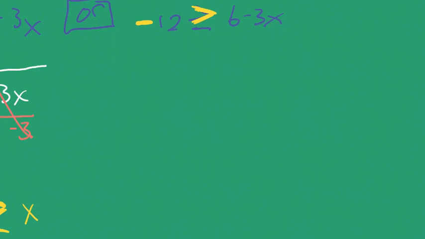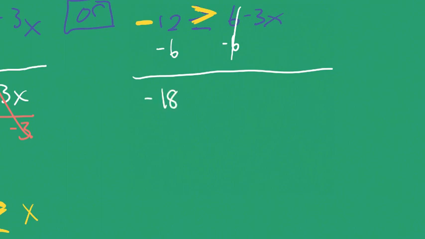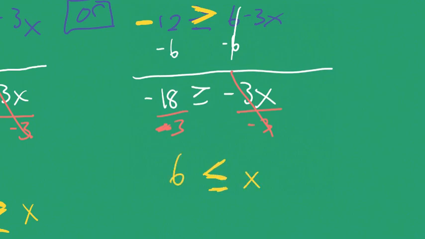So working on this one now, we want to get the x by itself. We're going to subtract 6. -12 minus 6 is -18. -3x on the right. Want to get that x by itself, so divide by -3. And again, this is one of those instances where we're dividing by a negative, so that mouth in the middle should reverse. We got x on the right and then 6 on the left.